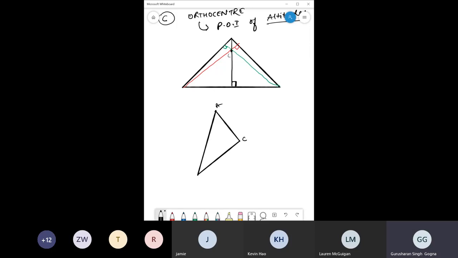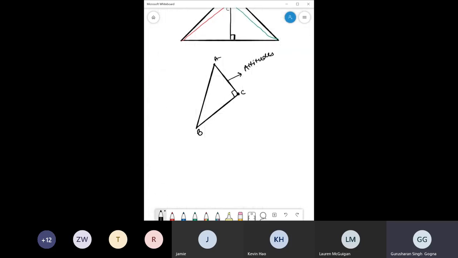It can be anywhere. For example, in our case, if they're saying C is the orthocenter, it means these two sides, AC and BC, are actually altitudes, which means they are perpendicular, isn't it? Otherwise, they cannot intersect at point C. So they are just asking you to prove that AC is perpendicular to BC. But you cannot guess unless you know what is orthocenter. That's the tricky part of this question.